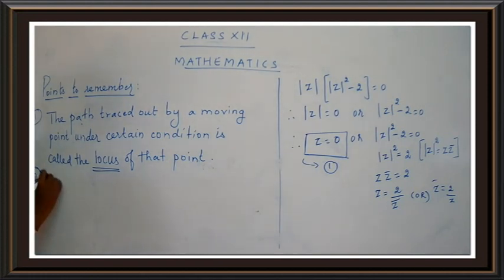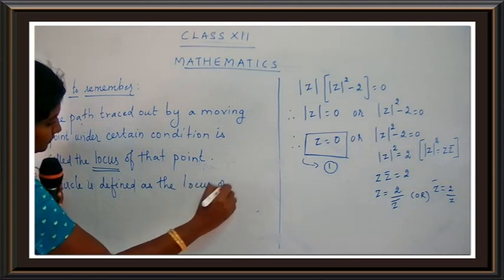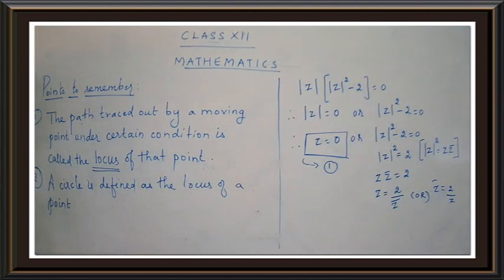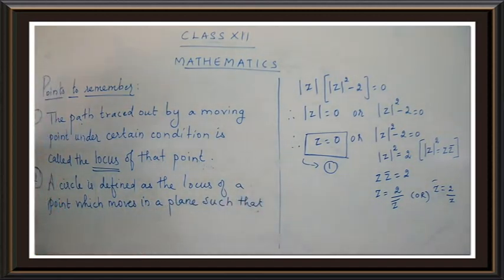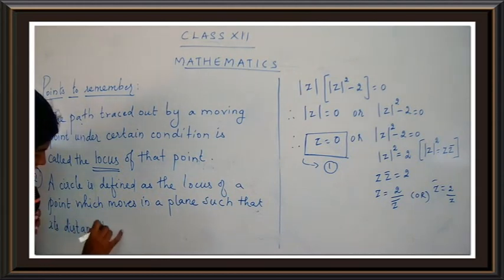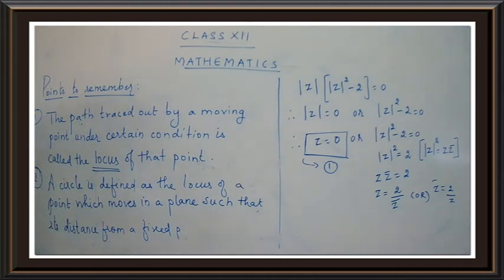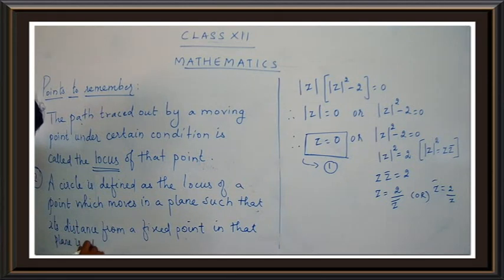A circle is defined as the locus of a point which moves in a plane such that its distance from a fixed point in that plane is always constant.